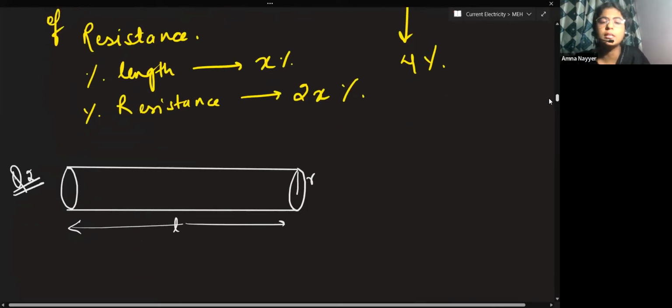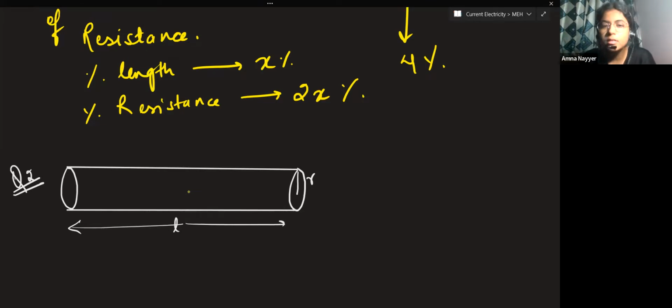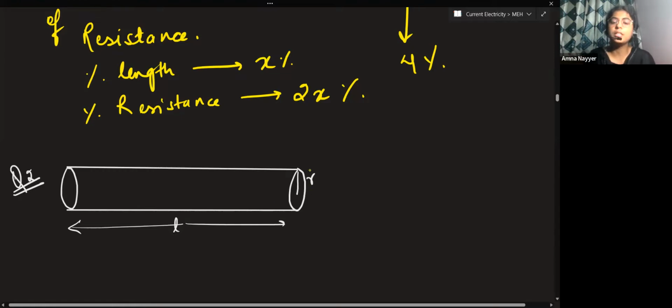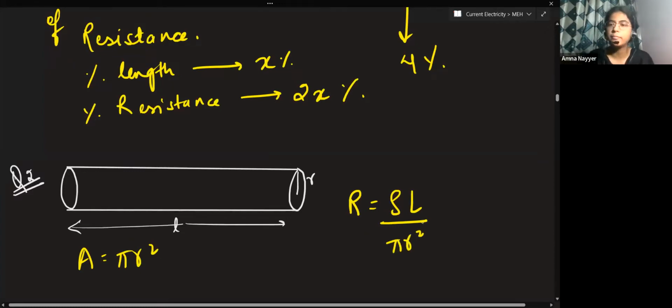See, if you get such a question where a cylinder or any known shape is mentioned, like a cube, cuboid, sphere, all these known quantities, then for a cylinder, you people know the area of cross section will be pi r square. So if you are asked to calculate resistance, it will be rho L divided by A. Instead of A, you can write pi r square. If it's a square, you can write it as length multiplied by breadth.